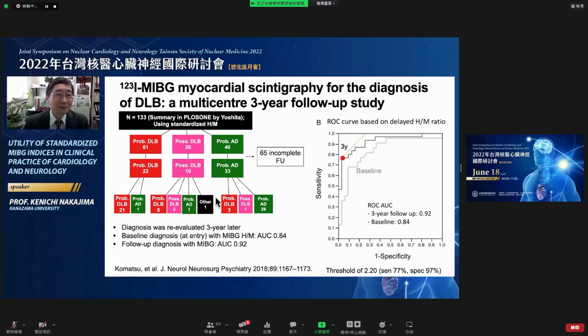And 3 years later, the diagnosis was made again. Therefore, some of the patients were converted to different types. Probably this is the correct diagnosis after the 3-year follow-up study. And then the ROC AUC increased to 0.92. The MIBG study was performed only once, in the beginning. Therefore, this means the MIBG study was actually right.